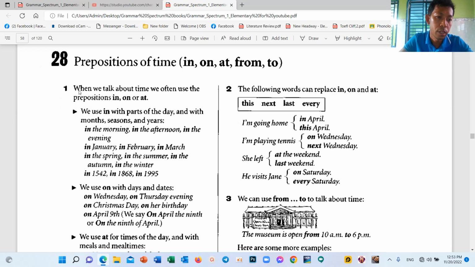So let's go. When we talk about times, we often use the prepositions in, on, or at.